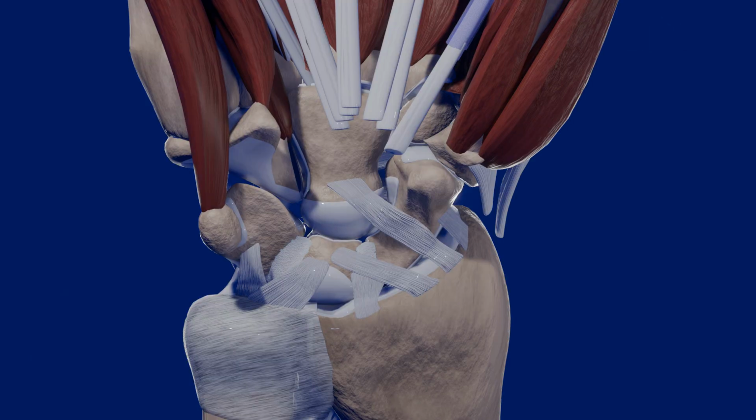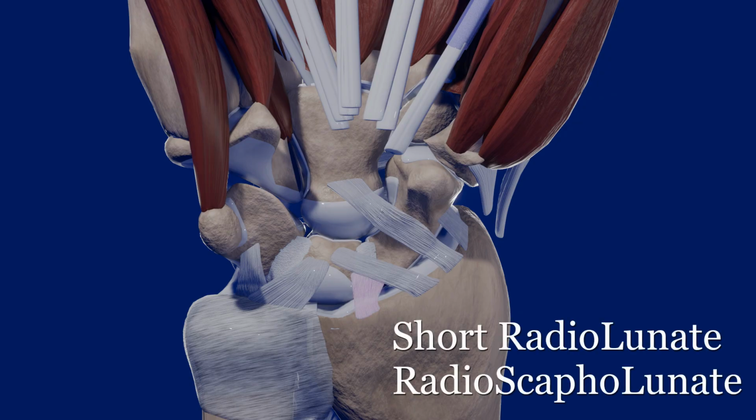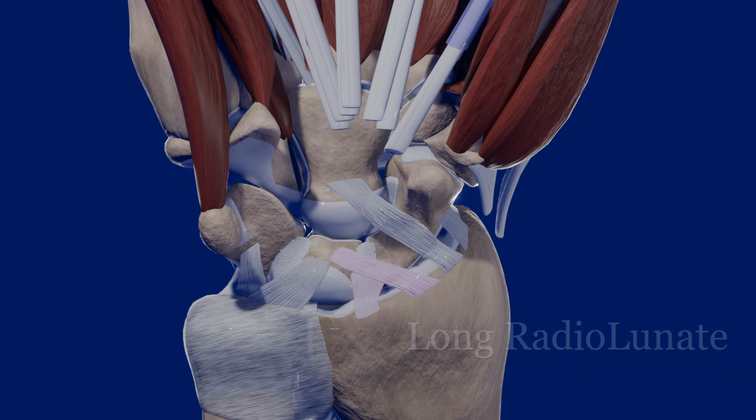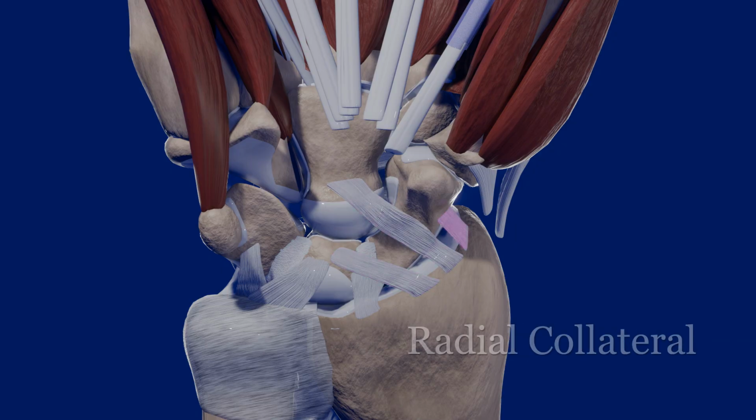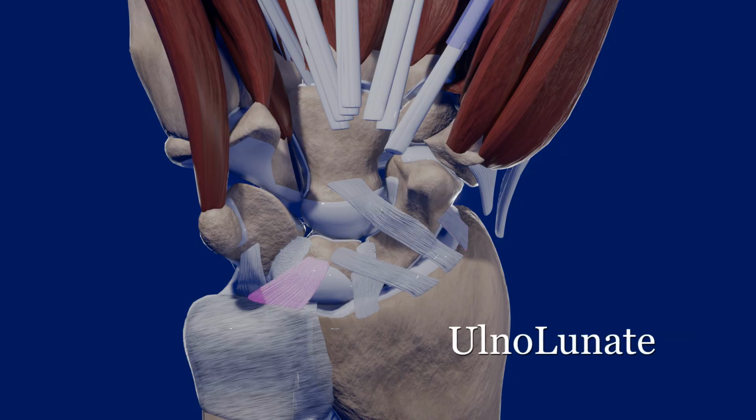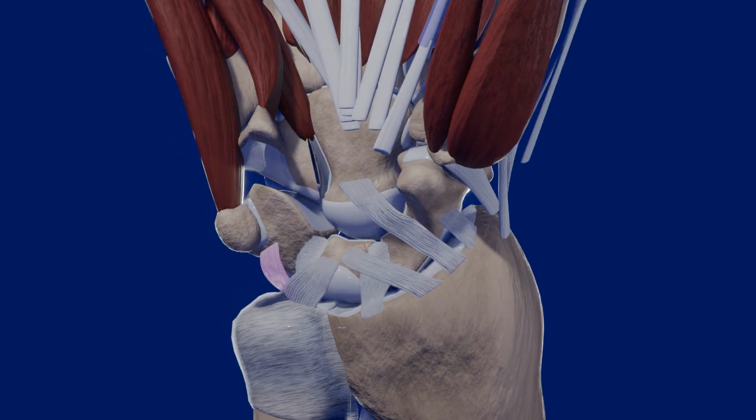We will start with the volar extrinsic ligaments. The most ulnar radial ligament attaches from the radius to the lunate and variably to the scaphoid. It is known variably as the short radial lunate or radial scapholunate ligament. Going radial, the next ligaments are the long radial lunate, the radial scaphocapitate, and the radial collateral. Volar ulnar carpal connections to the carpus is through the ulnar lunate and the ulnar triquetral ligaments.